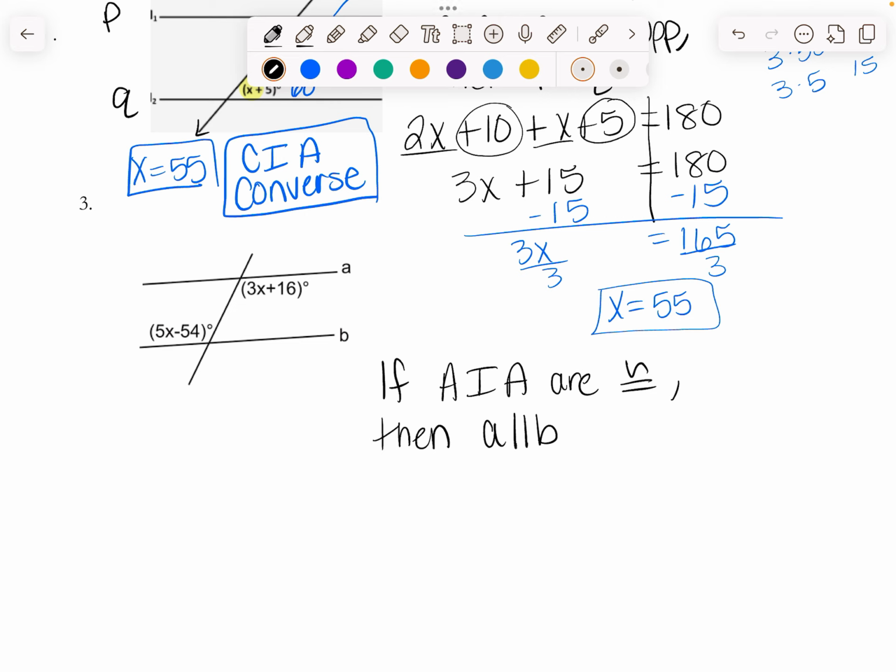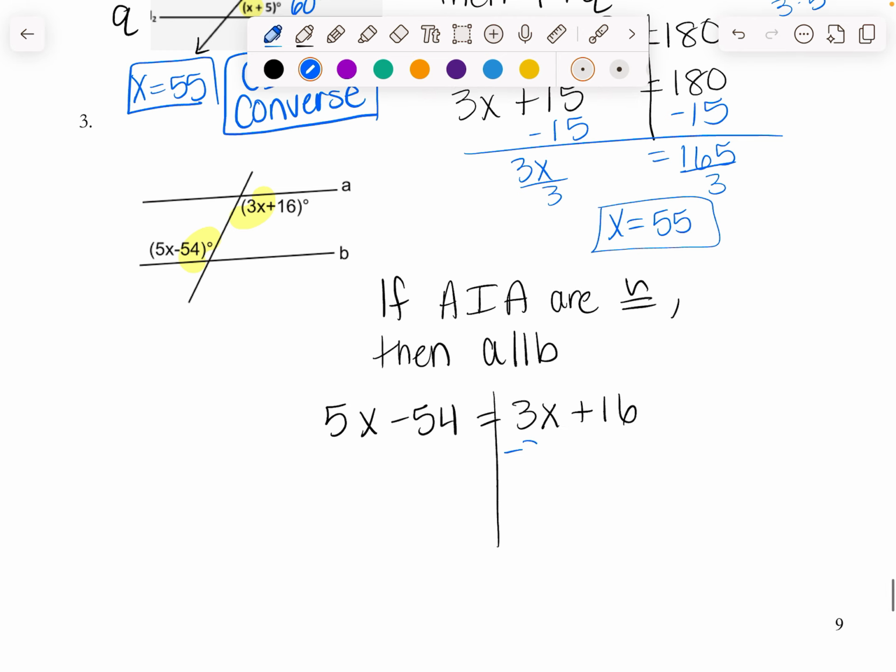So we're going to try to find the value of x that would make these angles congruent. We're going to set them equal to each other to figure out what it has to be. Actually, I'm going to start with the 5 because it's bigger. 5x minus 54 equals 3x plus 16. All right, then I'll subtract 3x from both sides. Get 2x minus 54 equals 16. Then add 54.